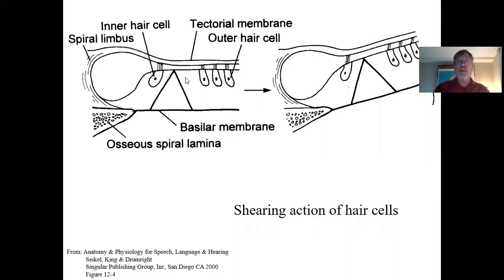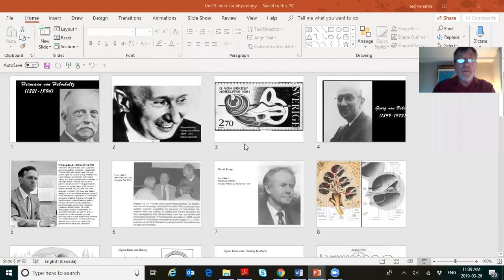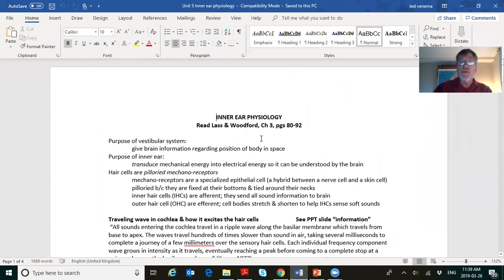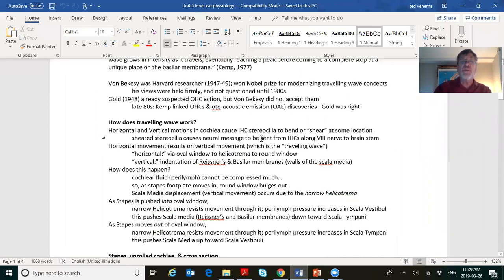Basilar membrane and scala media at rest, and scala media as activated by the peak of the traveling wave, which shears or bends the hairs of the hair cells themselves, thus sending an electrical current up the eighth nerve to the brainstem. Let's look at our notes now and see where we are. In our notes, we moved all the way down, and let's just read this paragraph again.